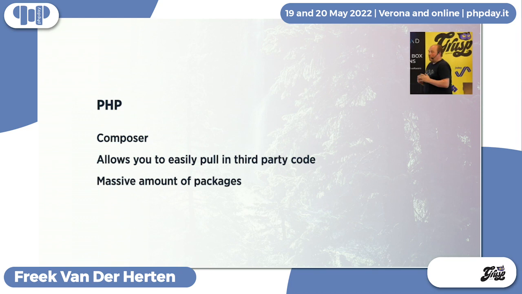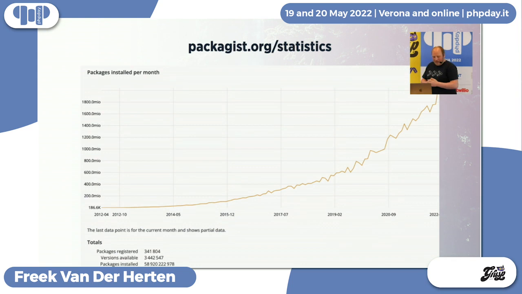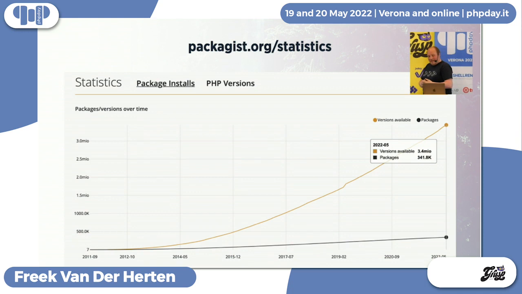And we are blessed with a fantastic dependency manager called Composer, which you probably all know. And it allows you to easily pull in third-party code. And this has resulted in a massive amount of packages being published. So these are some statistics that I pulled off Packagist this morning. In total, we have downloaded 58 billion packages. So everybody is doing this, and we have a great number of downloads, but also the number of packages is pretty awesome. There are 340,000 packages registered, and not only that number is important, but you see these graphs going up. So PHP is really in a very good position.